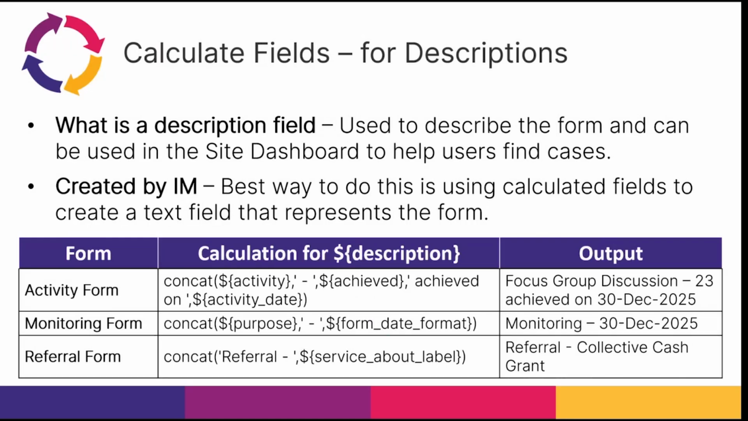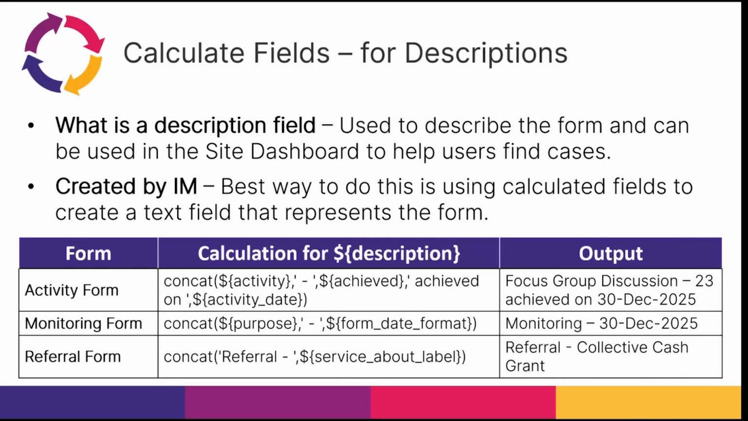Okay, calculate fields, though, as I said, they're not just for numbers and arithmetic-style calculations. They're also great for text processing. So we use them for description fields. And what do I mean by a description field? As I said, it's used to describe a form, and then we can use that field to represent the form on the site dashboard. So rather than just saying this is a referral, it can say this is a WASH referral from this date, or a WASH referral for Danny Coyle, whatever is easiest for your users when they're on their site dashboard managing data.